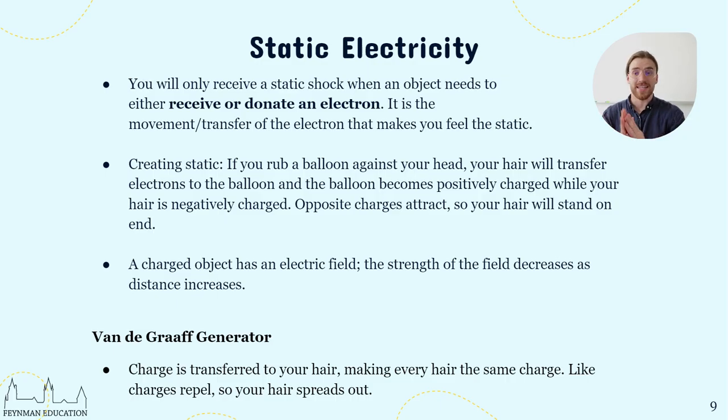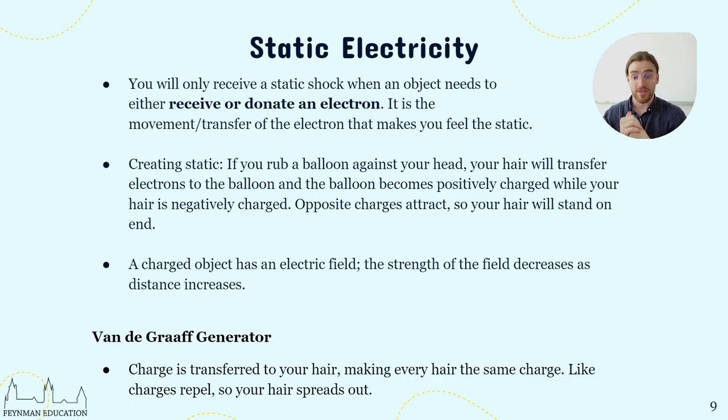Now, creating static is usually done through friction. If we take the balloon and hair example, we know that if you take a balloon and rub it on your head, the electrons from your hair are being transferred to the balloon. The balloon becomes negatively charged, your hair becomes positively charged. Opposite charges attract one another, and your hair is going to stick to the balloon, or that balloon is going to stick to another object. And remember, once something has gained a charge, it is going to have electric field lines. The further away from them you go, the weaker the field lines.